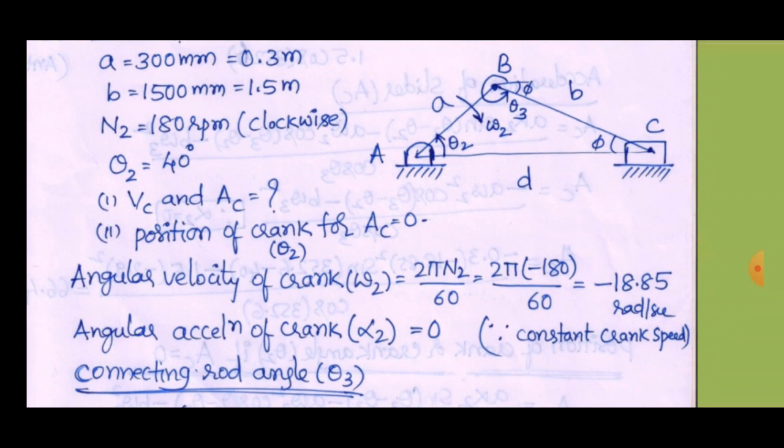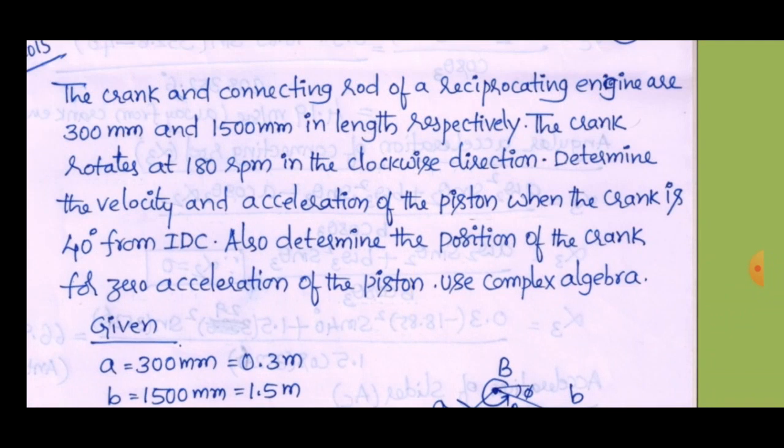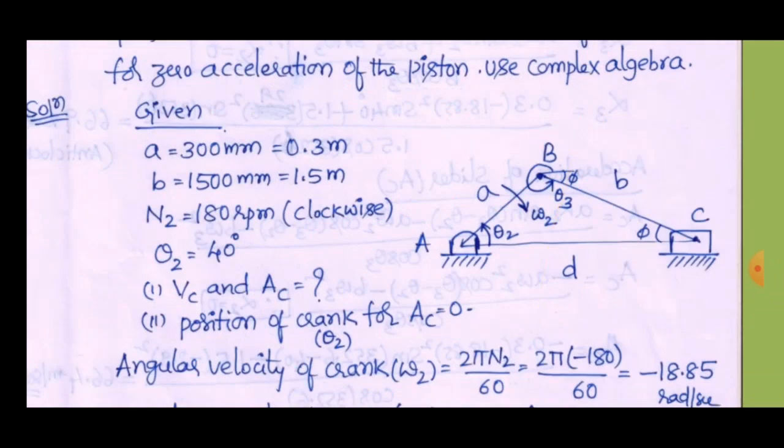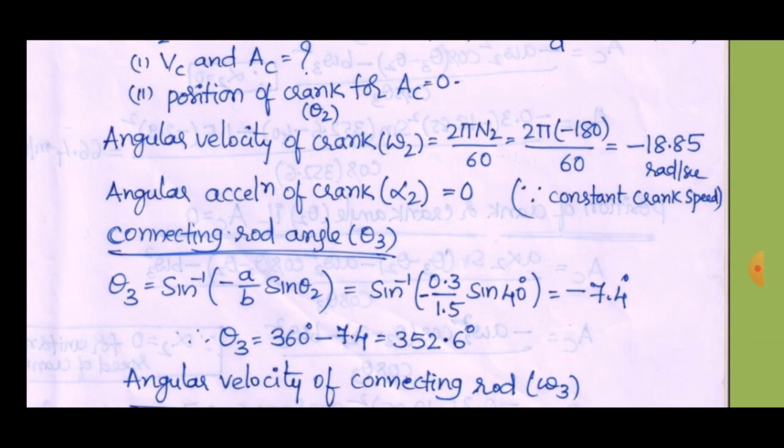Then the angular acceleration of the crank, alpha 2. Here, if I read the statement, I am not finding any word like uniform speed or constant speed. Even so, I have to assume by default a constant crank speed, therefore alpha 2 becomes 0.